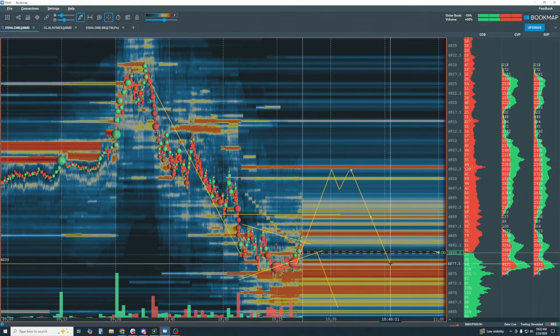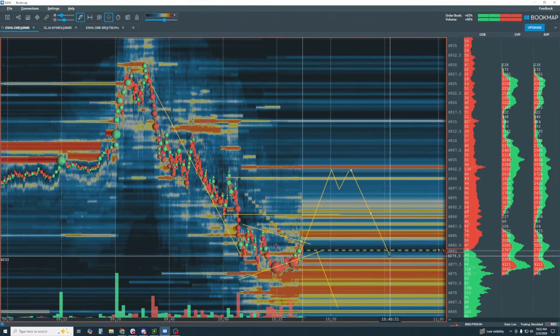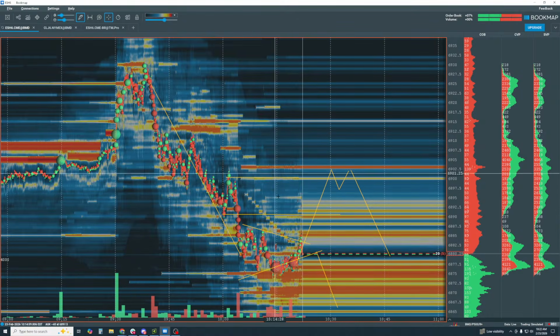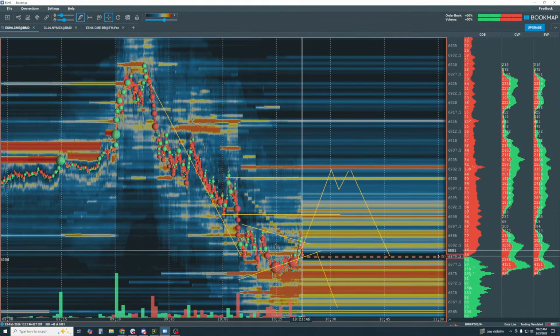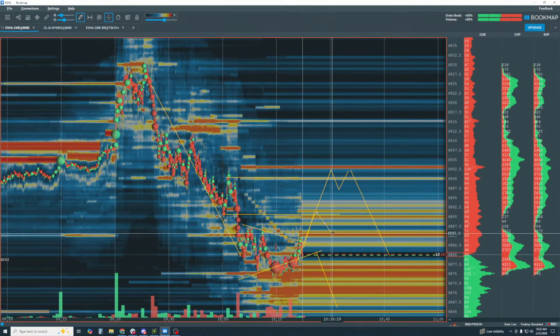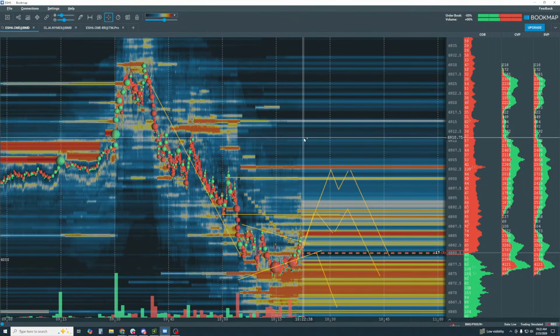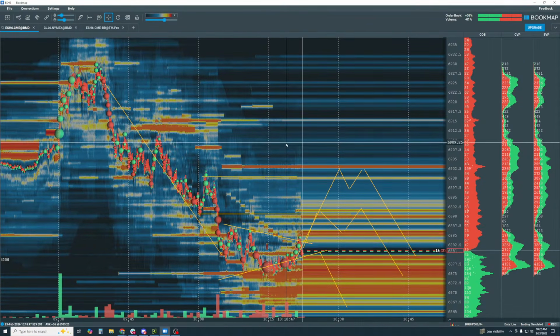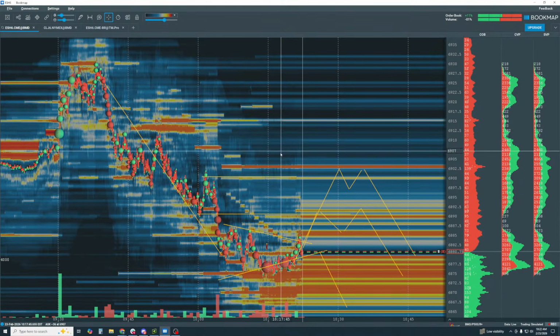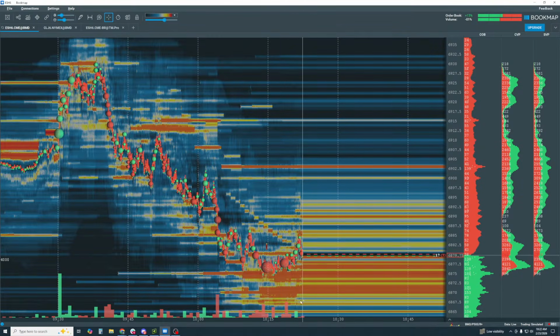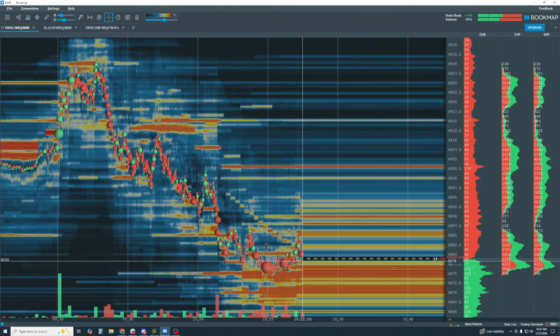Something like this, or maybe it's a bit more shallow. Maybe it comes up into this area, and then we get the move back down. So a few different scenarios we're looking for here. Now let me clear the drawings here, and then let's zoom in here a bit more.